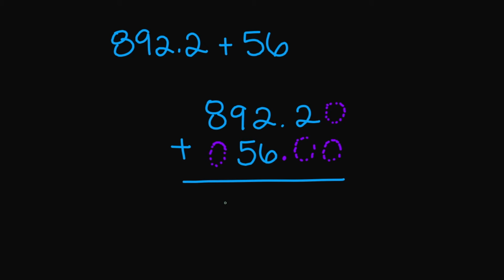An easy way to look at these addition problems when you're adding decimals is to look at it as if you're adding money. So let's say you have $892.20 plus $56. Okay, so now let's go ahead and add. 0 plus 0 is 0. 2 plus 0 is 2. Decimal plus decimal, add that decimal. And then 2 plus 6 is 8.